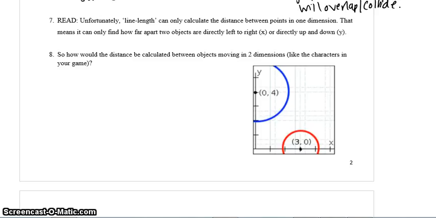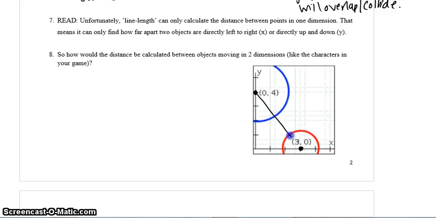All right, number 7. Unfortunately, line length can only calculate the distance between points in one dimension. That means it can only find how far apart two objects are directly left to right or directly up and down. So how would the distance be calculated between objects moving in 2 dimensions, like the characters in your game? Or, more simply, how about these two circles, the large blue circle and the smaller red circle?